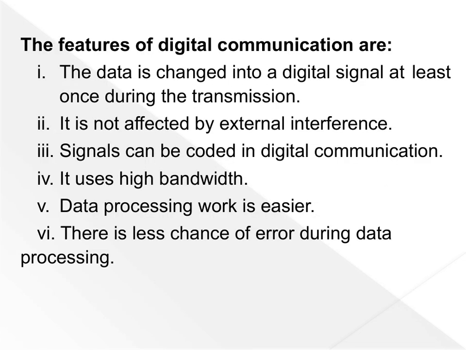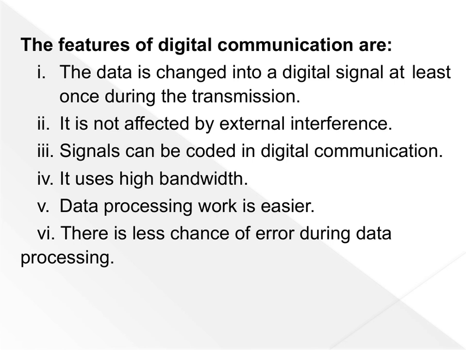Let's take a closer look at the key features of digital communication. First, the data is converted into a digital signal at least once during transmission. This means that information is transformed from its original form into a series of digital bits, which makes the data easier to manage and process.